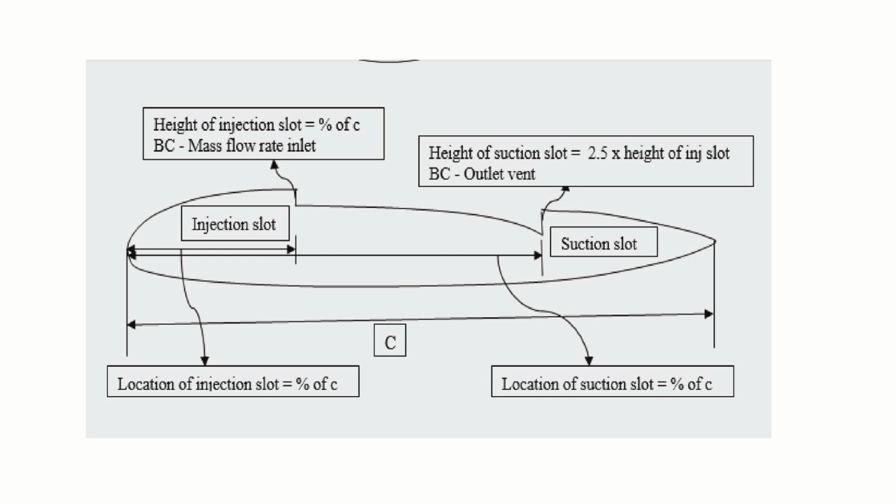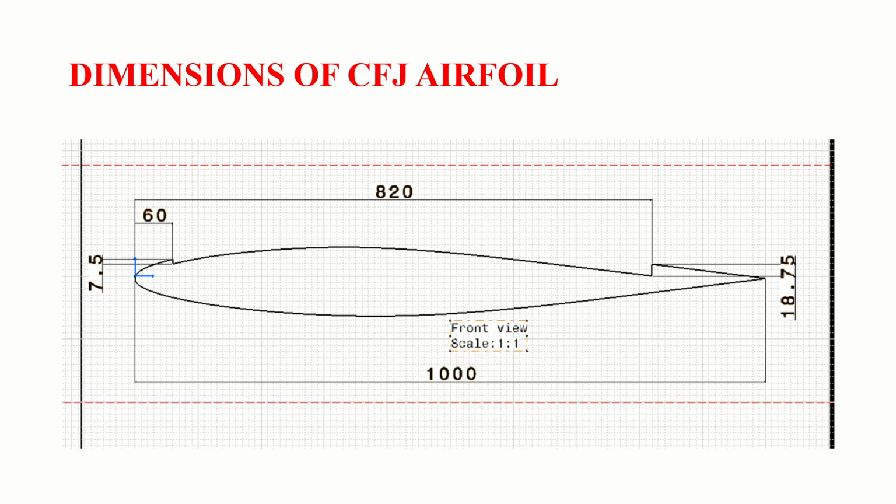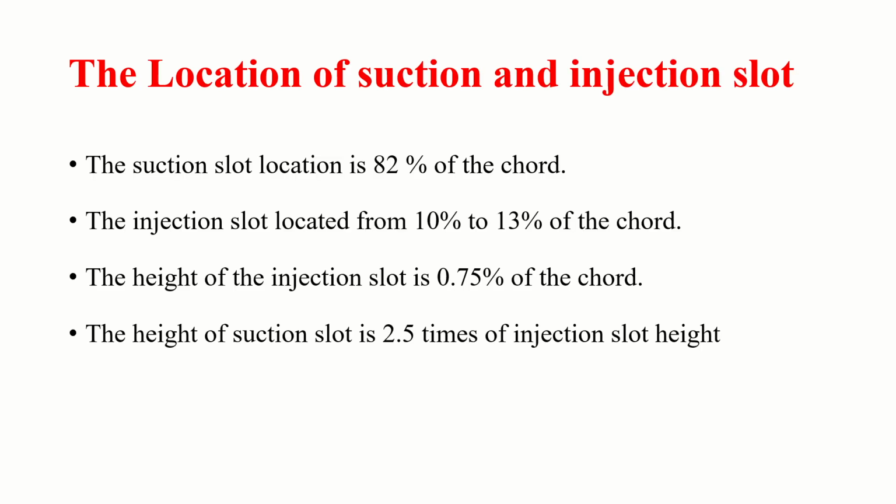So this is the injection slot location and the suction slot location. This is the dimension of our CFJ airfoil, where the chord length is 1000 mm, the suction slot is located at 82% of chord, and the injection slot is located at 60% of chord. The height of the injection slot is 7.5, and the height of the suction slot is 2.5 times the injection slot height. By varying the location of the suction and injection slots, we are going to design and develop this particular airfoil using the CFJ approach.